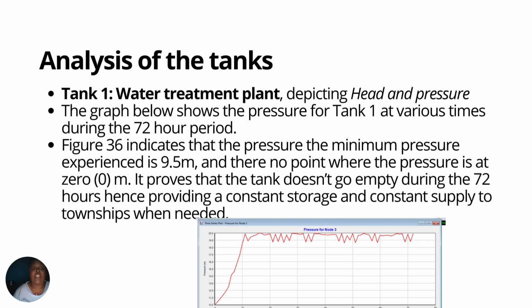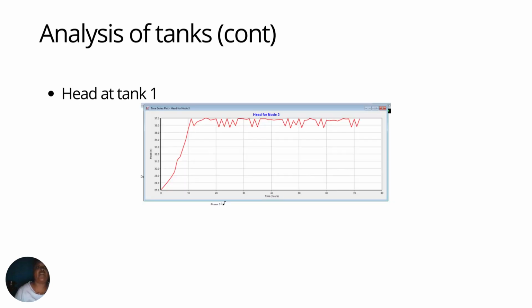Now this screenshot indicates the pressure. The minimum pressure experienced is 9.5 meters. There is no point where the pressure is at 0 meters. It proves that the tank doesn't go empty during the 72 hours period, hence providing a constant storage and constant supply to townships when needed. Now this next screenshot just shows the head at tank 1.